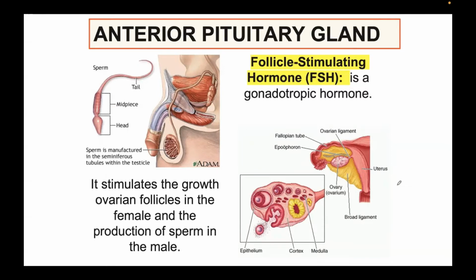Pag sinabi naman pong follicle stimulating hormone or FSH, which is under pa rin po ng anterior pituitary gland, it is a gonadotrophic hormone. And then yung hyperproduction nito or hypersecretion results in sexual precocity, and usually results from your brain tumor. Again, your FSH is a gonadotropic hormone and hypersecretion results in sexual precocity and usually a result of a brain tumor. What if naman hyposecretion? What happens? Nagkakaroon ng sexual underdevelopment yung patient and infertility. Okay, your FSH, it stimulates the growth of ovarian follicles in the female and the production of sperm in the male.